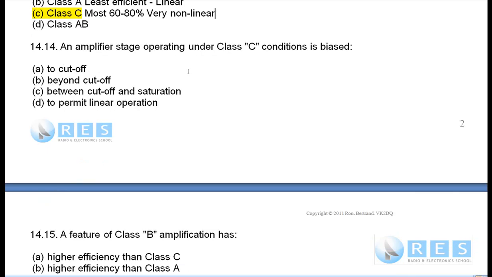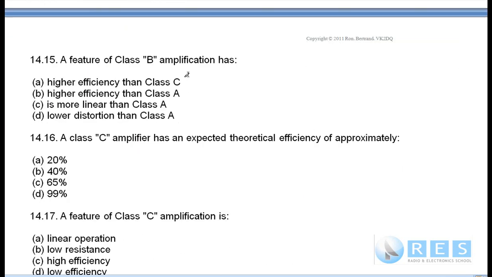Question 14.4. An amplifier stage operating in class C is biased. Oh, I'm not really sure if you need to know this, because I didn't cover it. I'm sure I'll cover it later. I'll have to check the syllabus. But a class C amplifier is biased beyond cutoff. I'll have a look and see if we need to do more on that one, but class C is biased beyond cutoff. I think that might be an advanced sample question that's stuck in there.